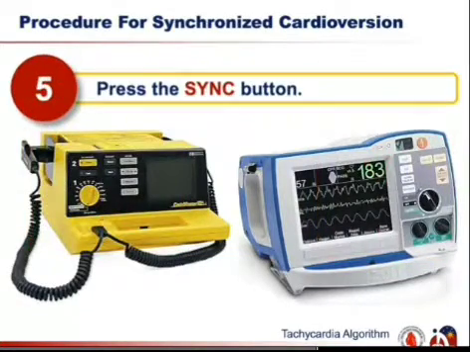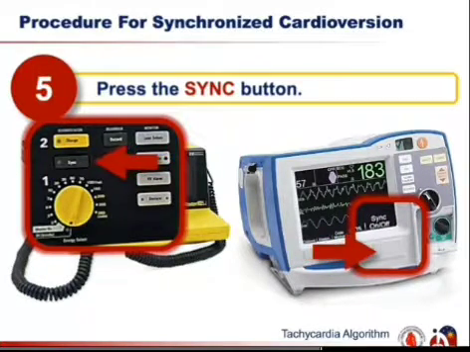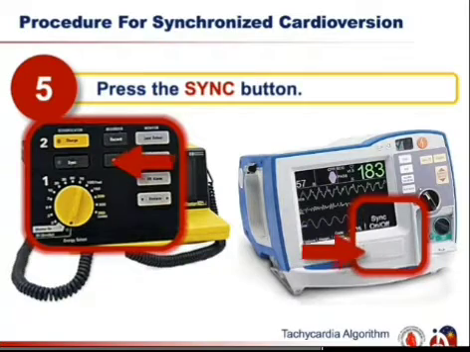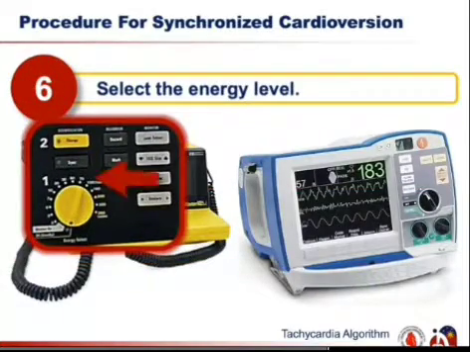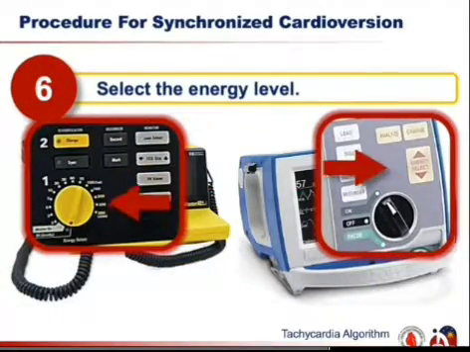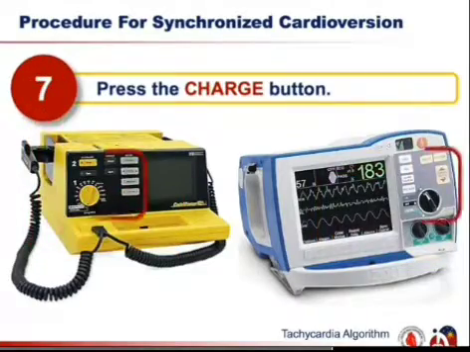Step 5. Press the sync button. In old models, you can see a separate sync button. For newer models, you will see a sync button on the lower right corner of the monitor. For both machines, you will be seeing dots or arrows pointing to the QRS complexes on the monitor. Step 6. Select the energy level required by turning the dial in the old model or pressing the Energy Select button in newer models.